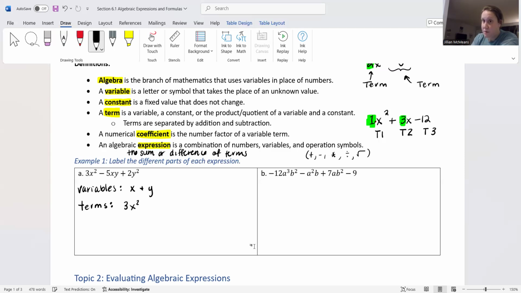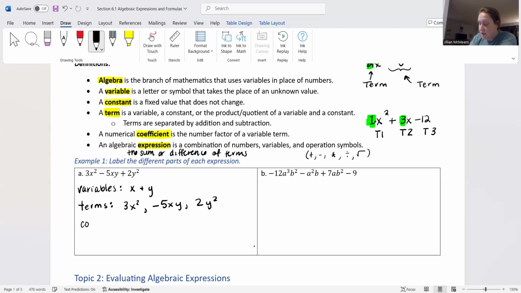It is positive. There's nothing in front of it, so it's going to be a positive. We then have negative 5xy. That minus makes the whole term negative. And then we have positive 2y squared. So notice when I have a positive term, I don't write the plus in front of it. The plus is assumed, okay? With a negative term, you have to put the minus or the negative sign in front of it, okay?